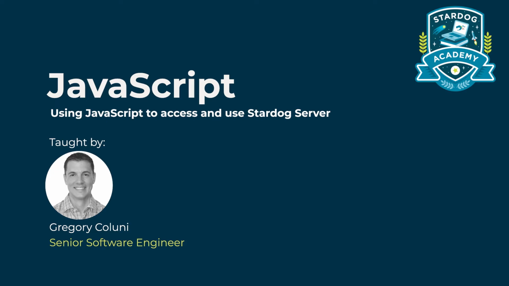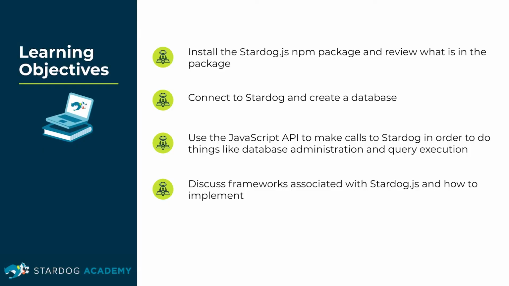Today I'm going to walk through how you can use JavaScript to connect to and query Stardog. In this training session, you will learn how to install the Stardog.js npm package and review what is in the package, connect to Stardog and create a database, use the JavaScript API to make calls to Stardog in order to do things like database administration and query execution, and discuss frameworks associated with Stardog.js and how to implement. Let's get started.